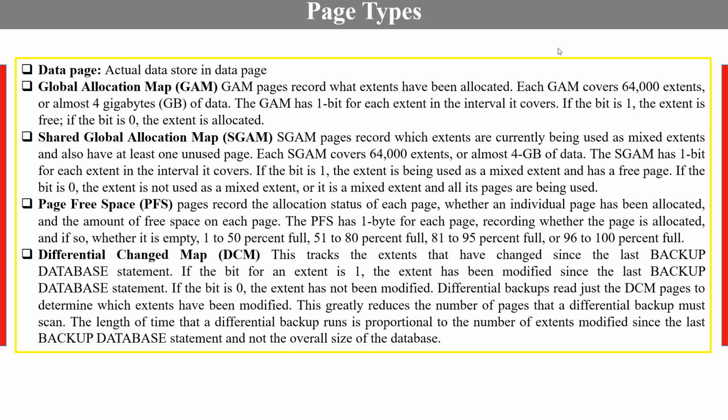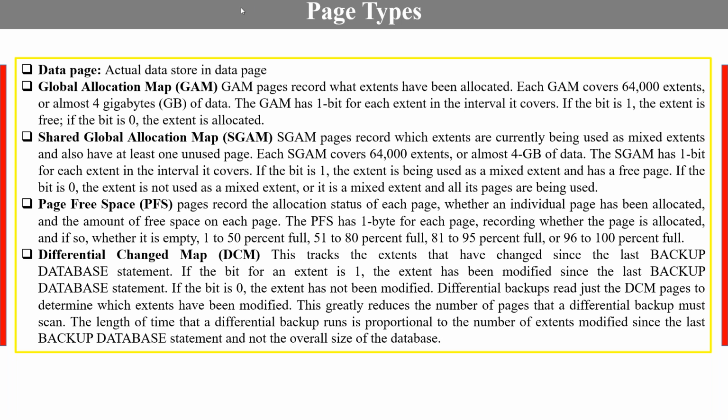Okay, the PFS has one byte for each page, recording whether the page is allocated or not, and if it is allocated, whether it is empty, 1 to 50% full, 51 to 80% full, 81 to 95% full, or 96 to 100% full. So we have one percentage value per page.